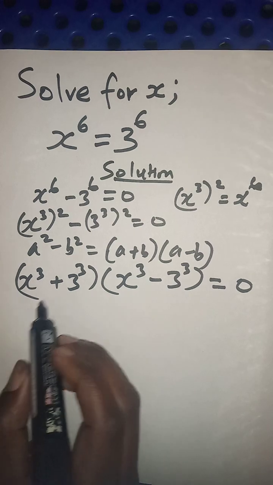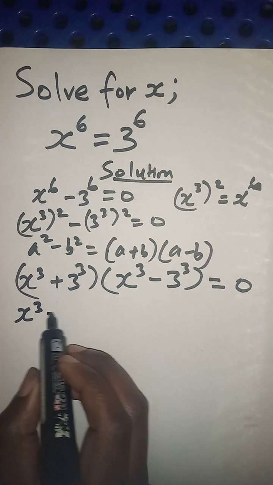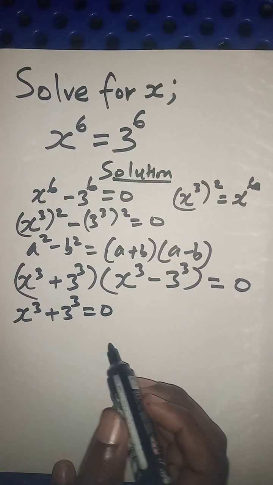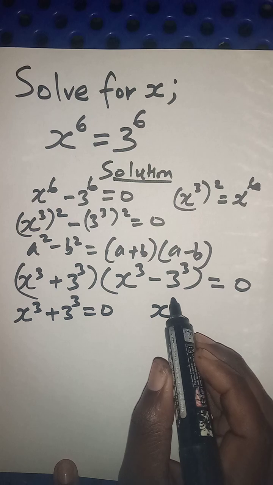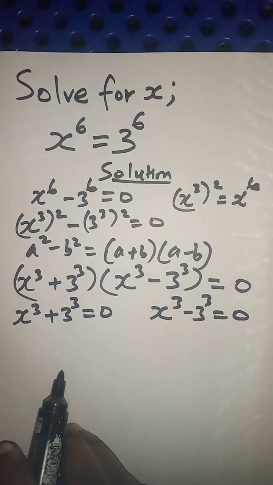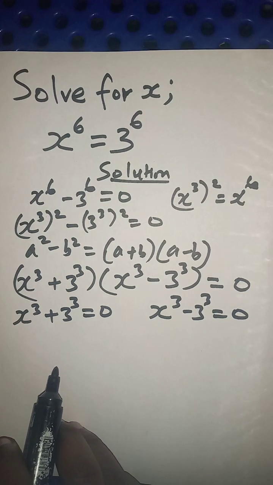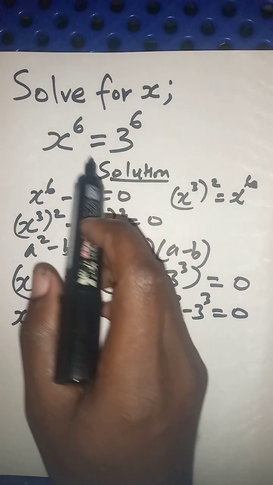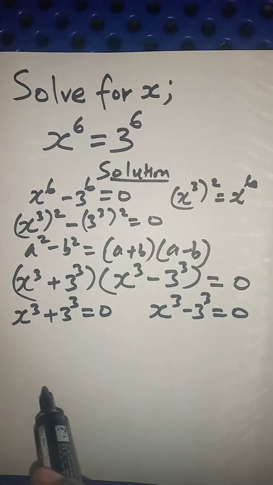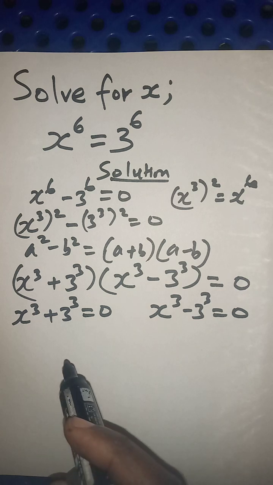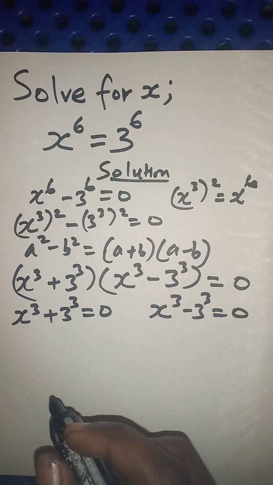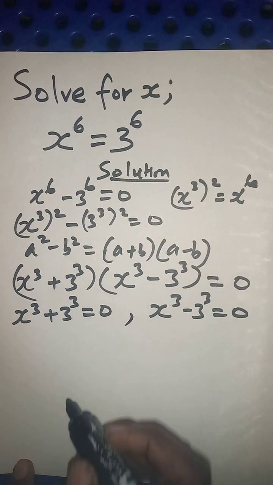For the first case, I'm going to have x cubed plus 3 cubed equal to 0. And the second part, I'm going to get x cubed minus 3 cubed equal to 0. So possibly this tells me that for this particular solution, I'm going to have two real values of x and the rest is going to be complex numbers. So let us start with the first one.